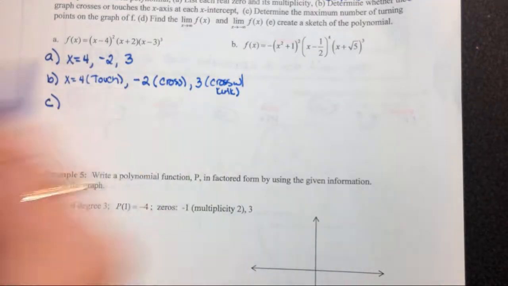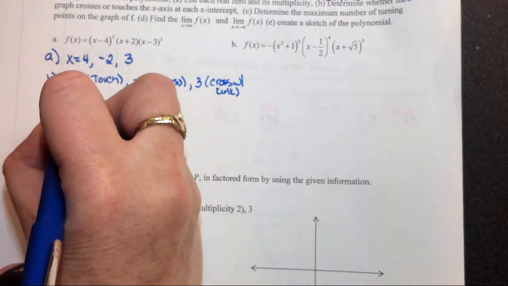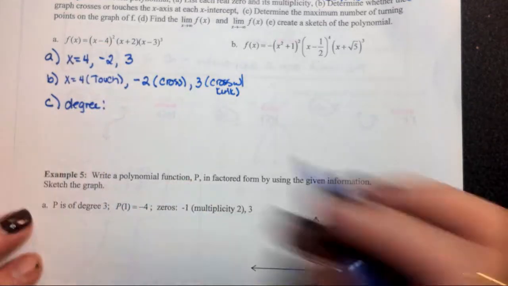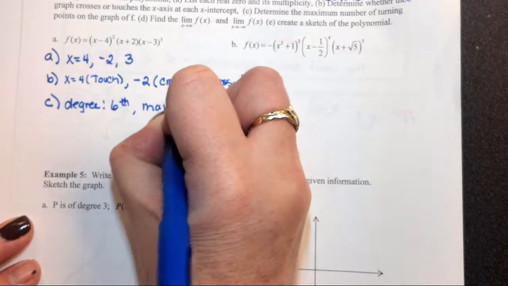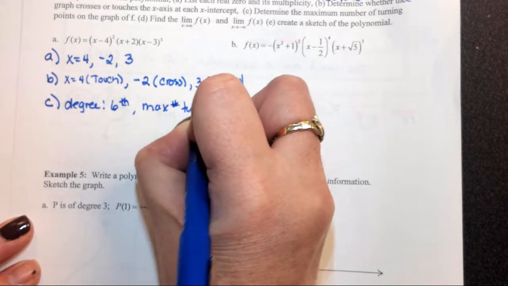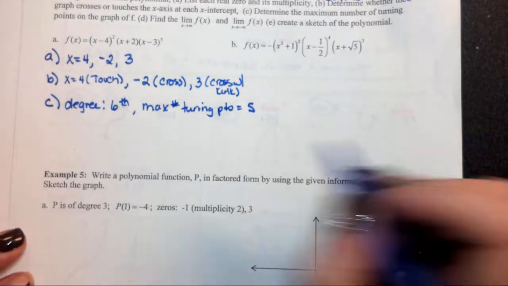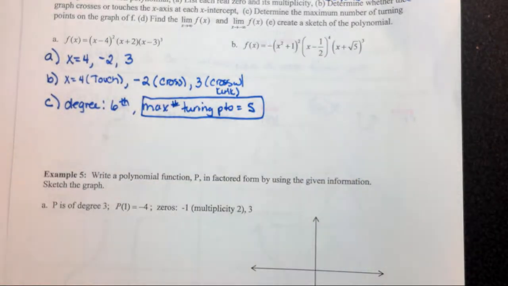C. So let's talk about the maximum number of turning points. Well, first of all, you have to know the degree. So what is the degree of this particular polynomial function? The degree is what? 6. So it's a 6th degree, so the maximum number of turning points is always 1 less. So the maximum number of turning points is going to be 5. So remember, there's a relationship between the degree and the maximum number of turning points. It's always 1 less than your degree.